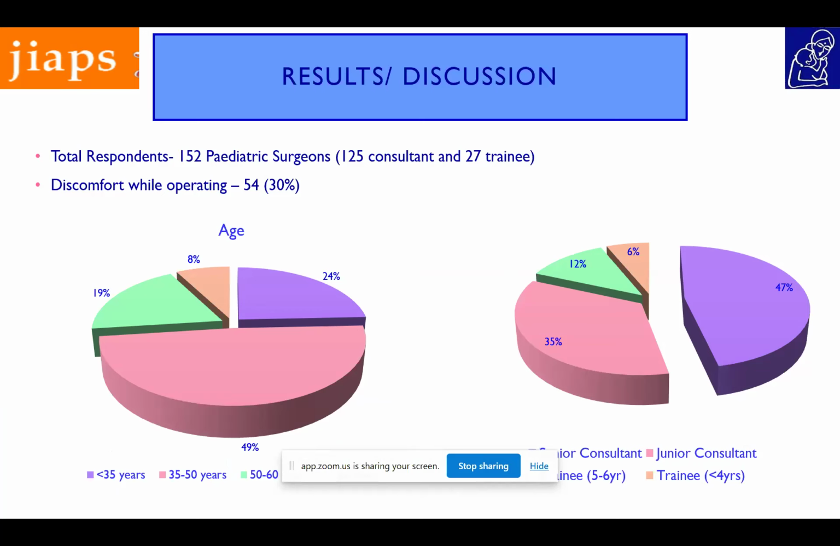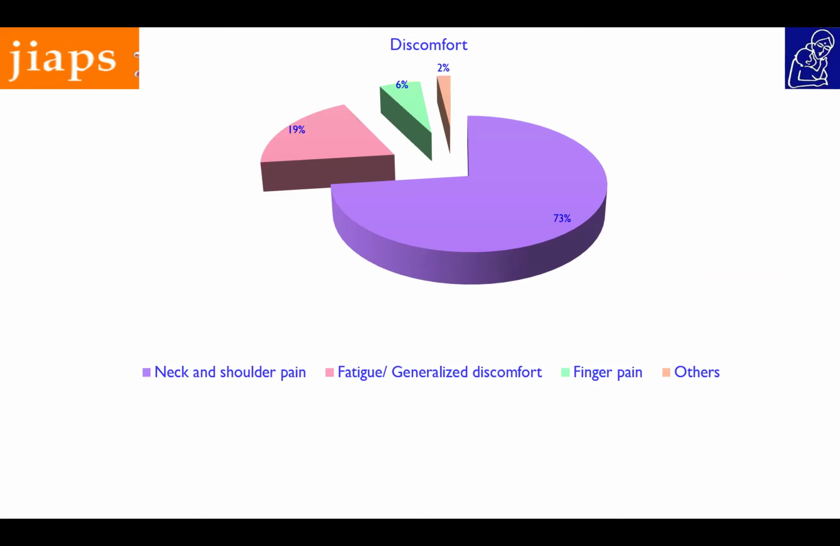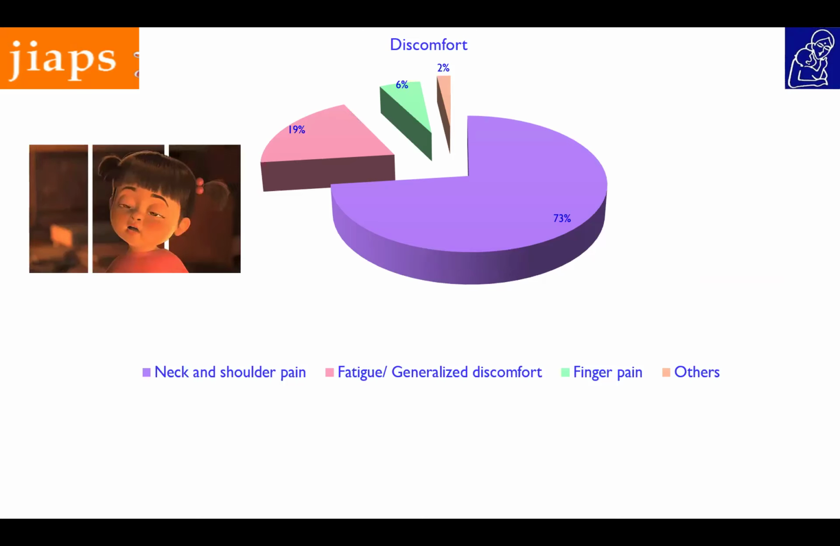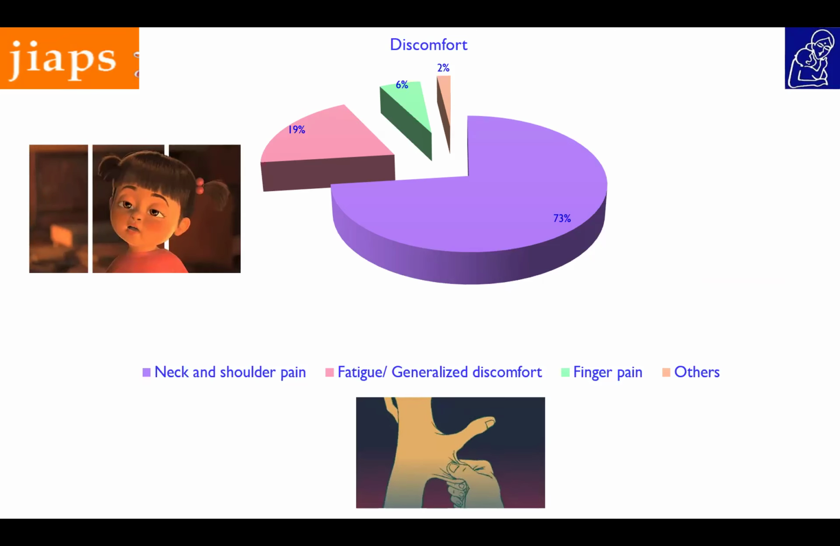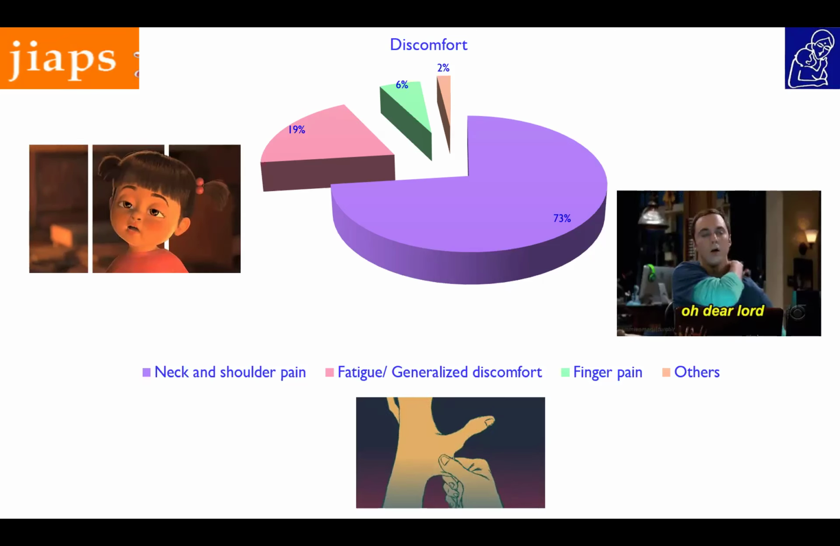Coming to results, we had 152 pediatric surgical consultants and trainees who responded to the questionnaire, out of which 30% faced discomfort. Discomfort was mainly reported by 49% of surgeons aged between 35 and 50, and it was also noted commonly in senior consultants, that was 47%. The discomfort ranged from neck and shoulder pain to fatigue, generalized discomfort, and finger pain, and some of the surgeons also had a neural injury, with chronic pain in their wrist and fingers.